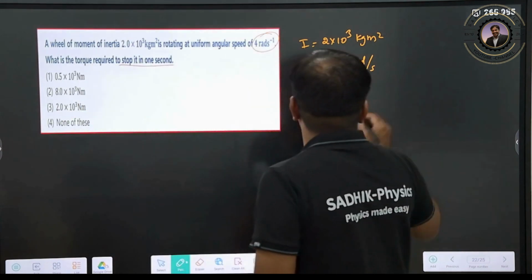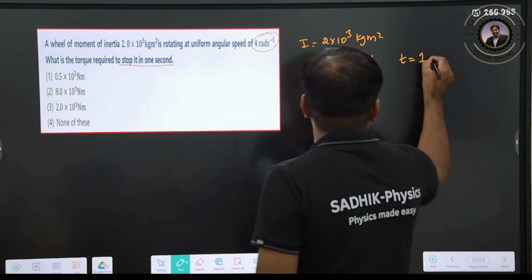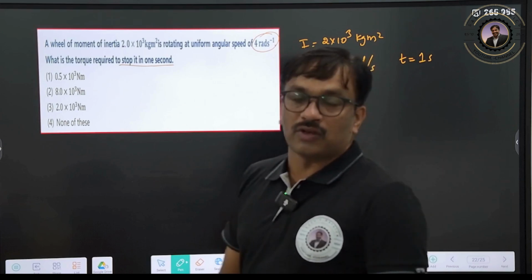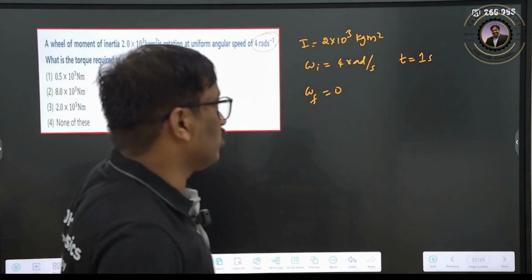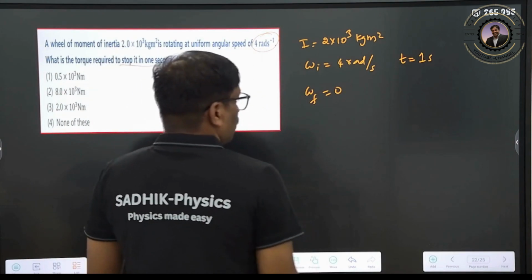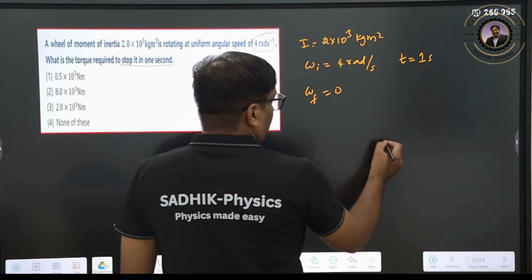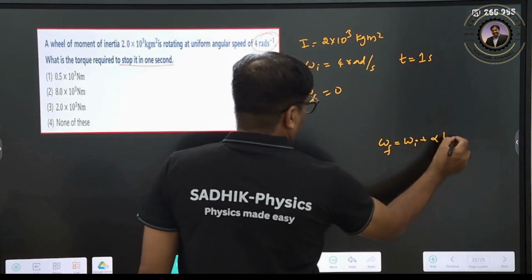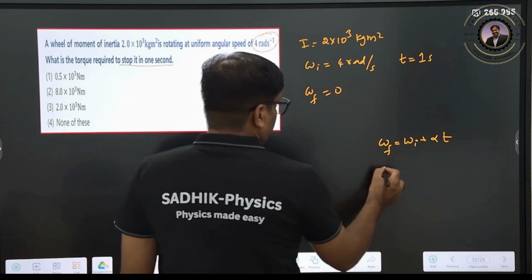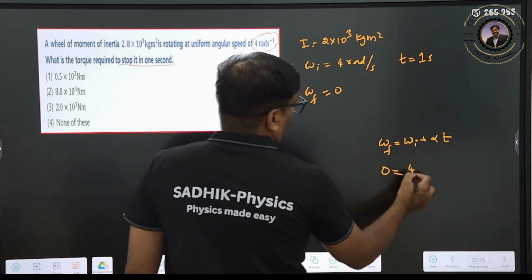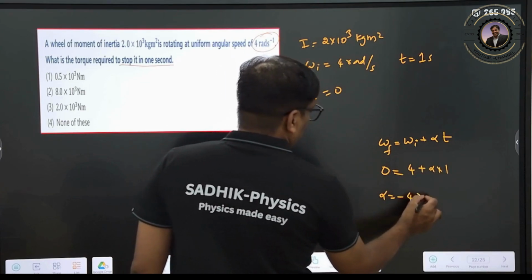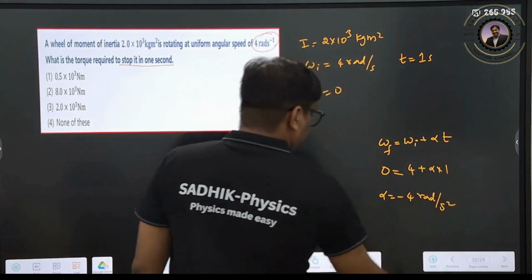That means time is given, how much? Time is equal to 1 second. Stop means the final angular velocity is 0. So we want to calculate the torque now. We can use the formula, V is equal to U plus AT. Similarly, final angular velocity is equal to initial angular velocity plus alpha into T. It is 0, so it will be 4 plus alpha into 1. Therefore alpha is equal to minus 4 radian per second square.